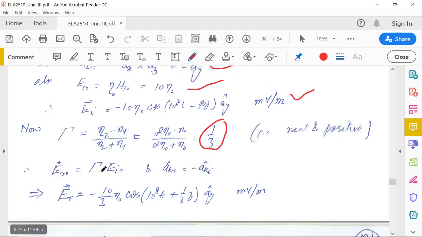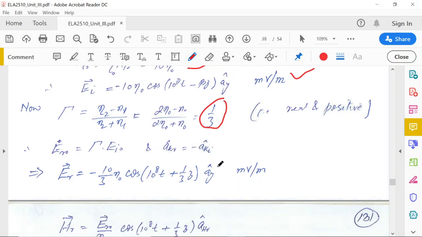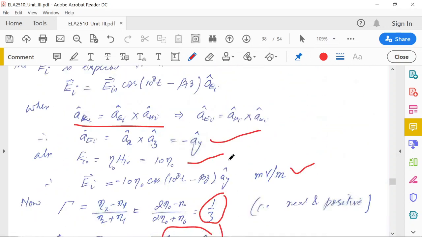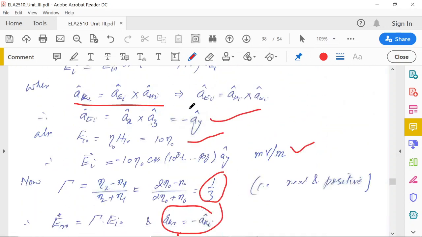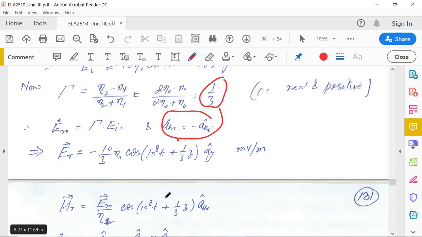So E_R0 will be given by gamma times E_i0, and the direction of a_kR is the negative of a_ki. So E_R will have a plus here, due to this factor it becomes plus, and E_R0 will be as given here. Previously it was for E_i in the minus y direction, so the minus will remain there. You have the minus y. So the incident and the reflected wave will have the same direction.